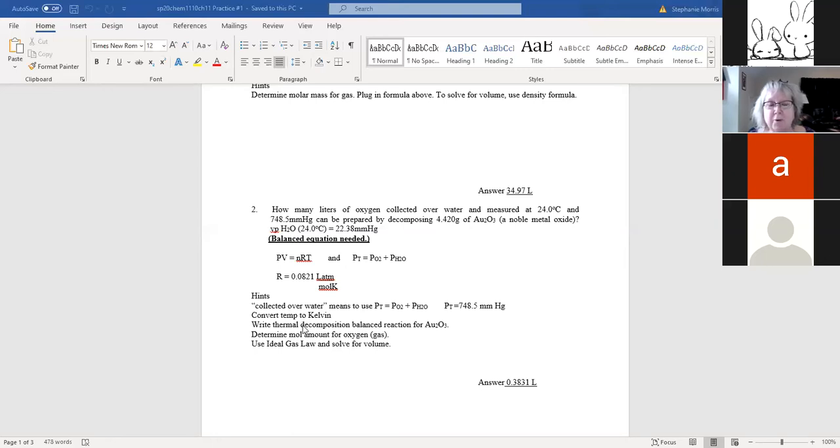Now you have to write the balanced reaction for gold 3 oxide, arrow with heat, gives you just gold metal plus O2. O2 is the gas. You've got to balance it, convert this mass here to moles, and then use your mole ratio to get to oxygen.